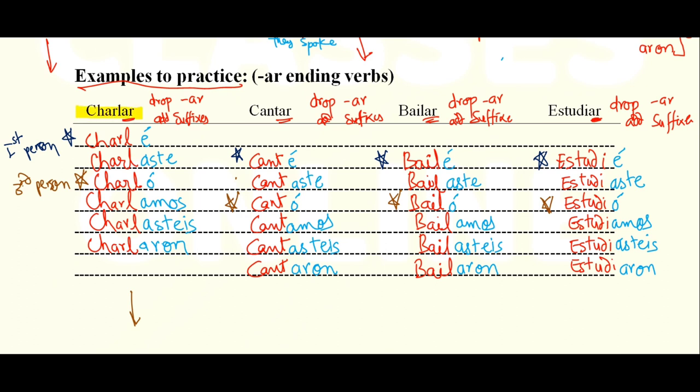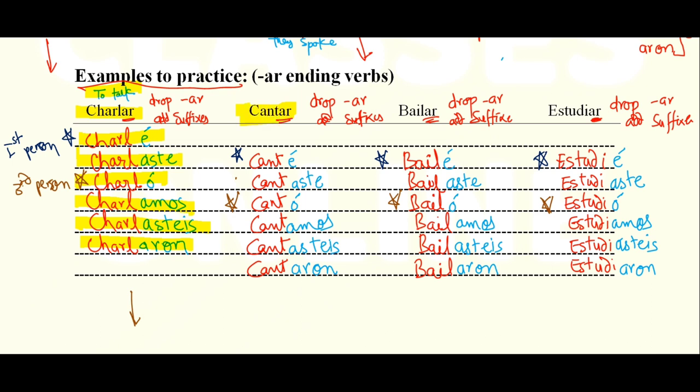Charlar means to speak, to gossip, to talk, and respective conjugations are charlé, charlaste, charló, charlamos, charlasteis, charlaron. You can read it: charlaste, charló, charlamos, charlasteis, charlaron. Second verb is cantar.